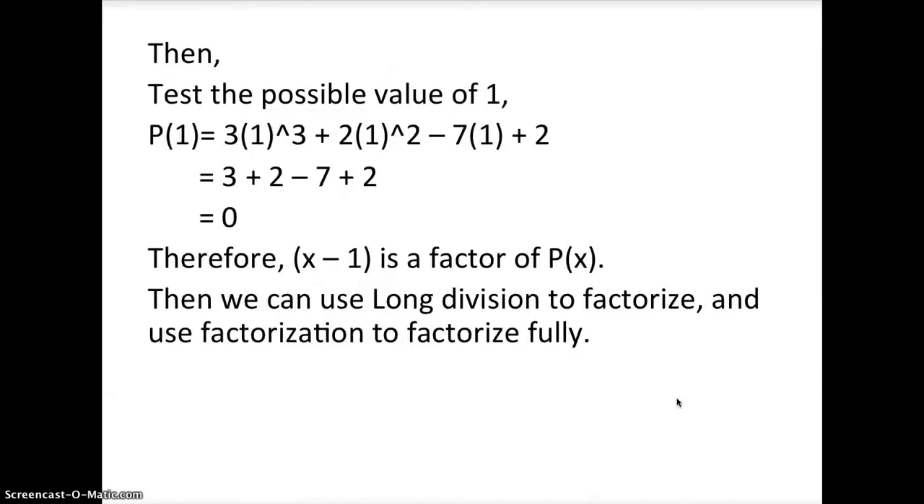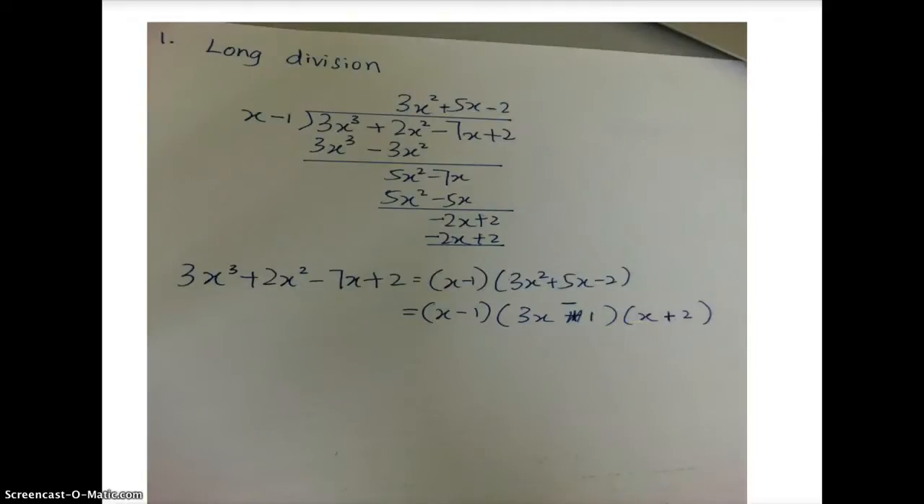So then test the possible value of 1 and we get 0. Therefore x minus 1 is a factor of the polynomial equation. Then we can use long division to factorize and use factorization to factorize fully. So these are the examples. Take a look.